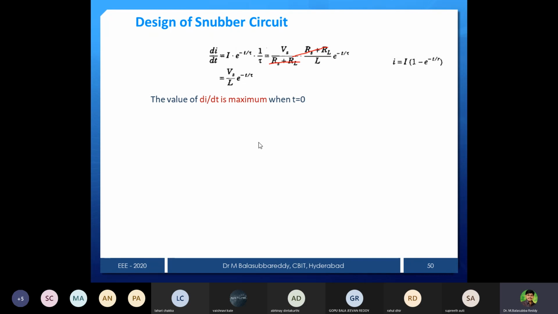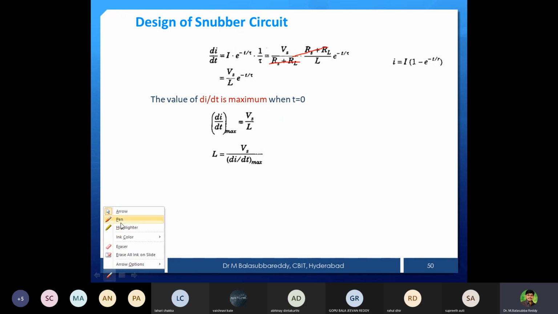The maximum di by dt max will occur the moment the switch is closed, at t is equal to 0. Then you just substitute t is equal to 0 here. So e power 0 is 1. Then di by dt max is equal to Vs by L. So from that we can directly get L. This is the way we are deriving the value of L.